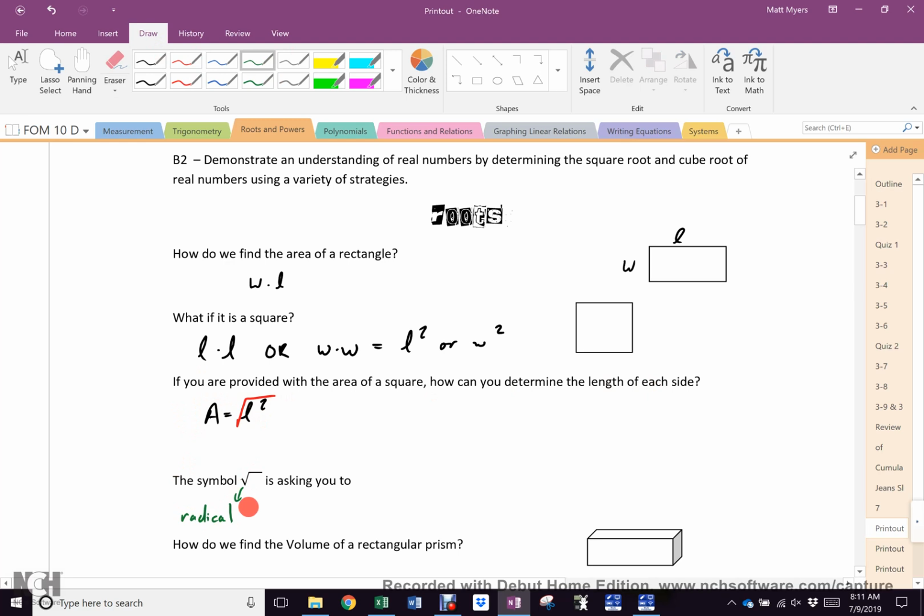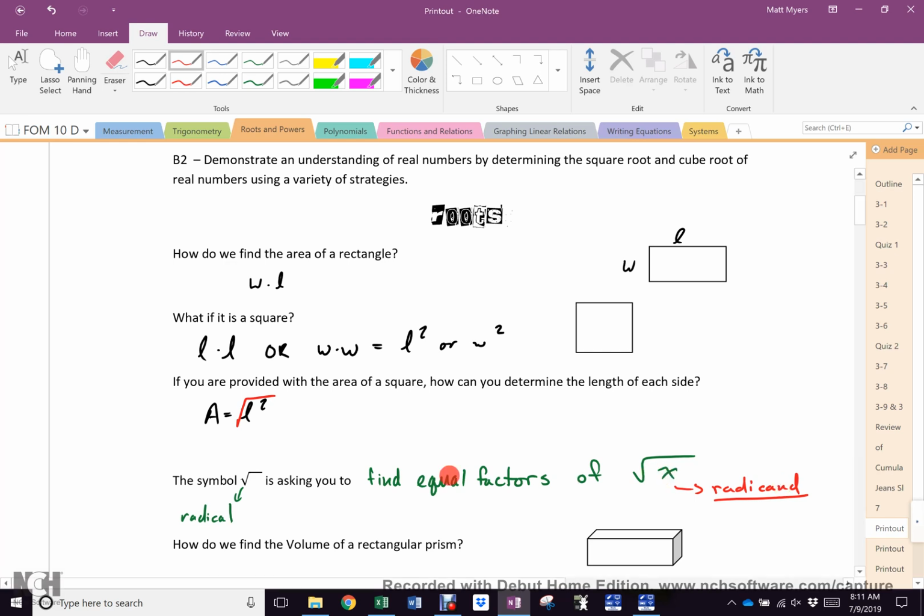It asks you to find equal factors of x. X is what we call the radicand. Now that's a word I'm going to use all the time. You have to know what I'm speaking of. I'm speaking of that number under the radical sign. We're going to use that word a lot.